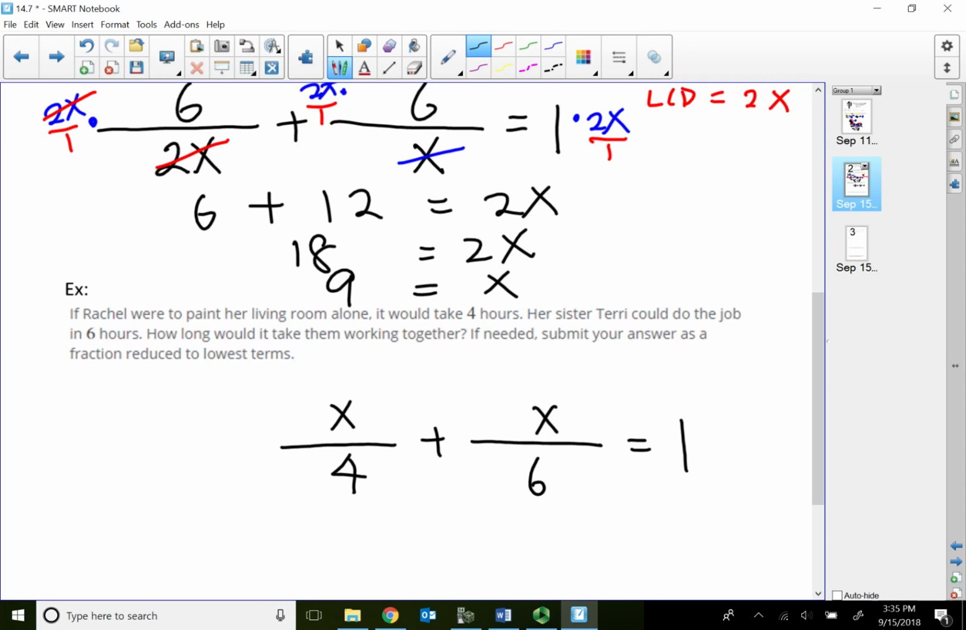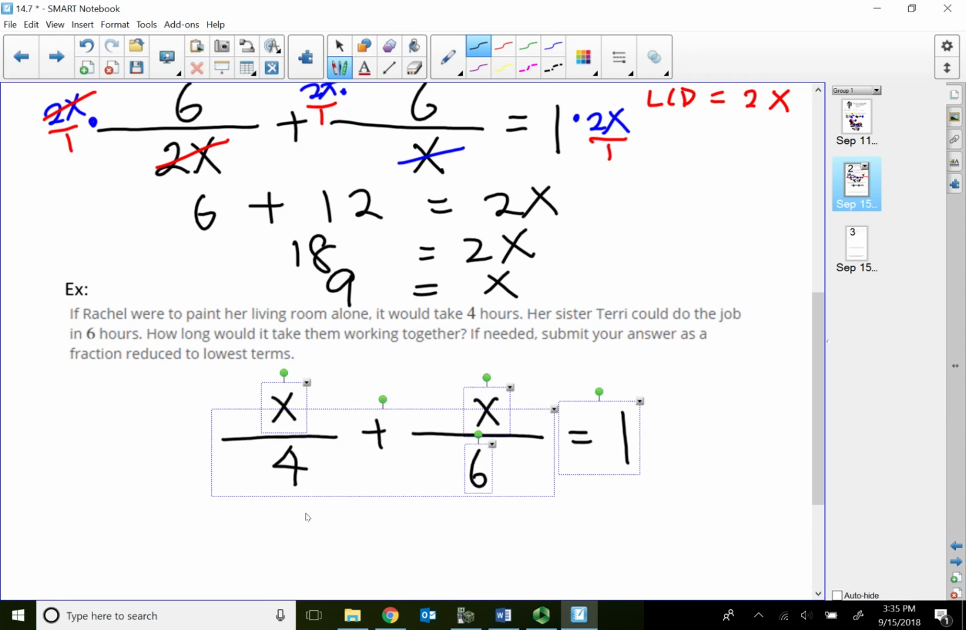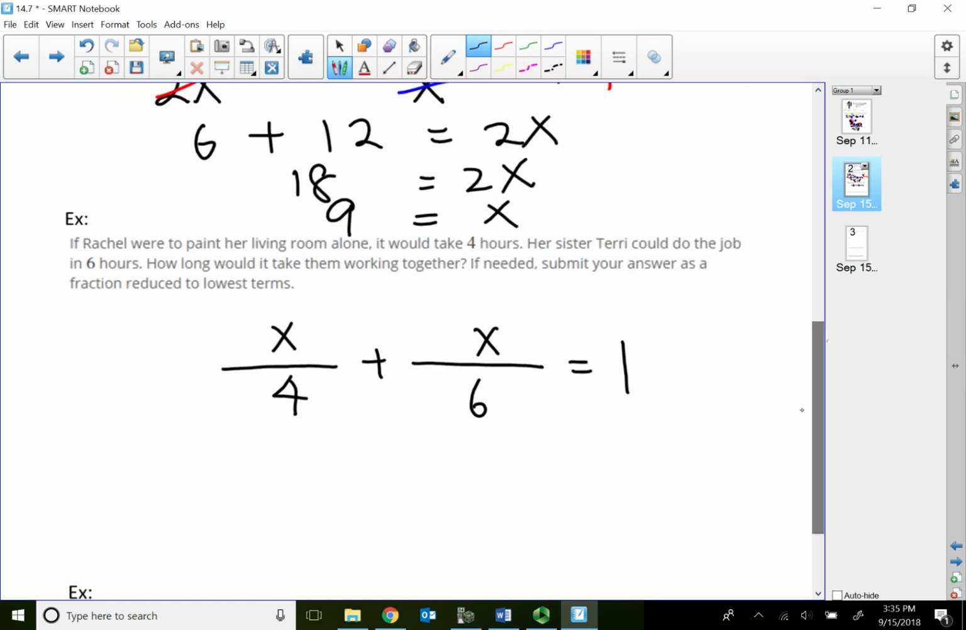So this is no longer a rational equation, because there's no variable in the denominator. The denominators are not polynomials. So I'm just going to solve this regularly. I'm still going to clear the fractions. The LCD between 4 and 6 is going to be 12. So multiply every term by 12.